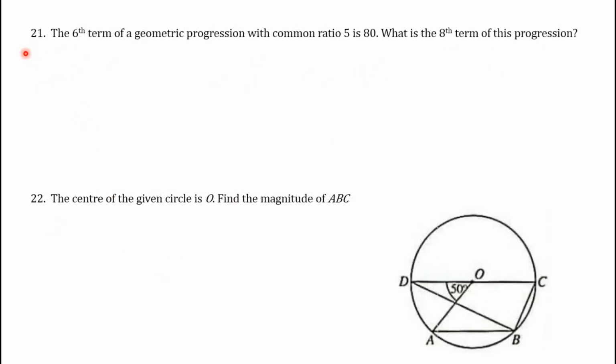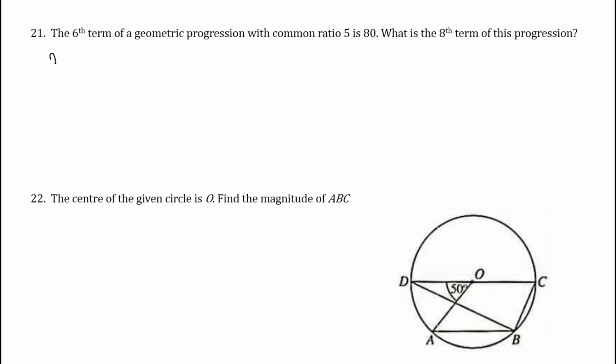Question number 21. The sixth term of a geometric progression with common ratio 5 is 80. What is the eighth term of this progression? So we know the sixth term. So instead of using the equation, we can find this in 2 steps. That is, sixth term multiplied by the common ratio will be equal to the seventh term, and seventh term multiplied by the common ratio will be equal to the eighth term. So instead of using the equation and finding the first term and then finding the eighth term, you can use this method. But I will write both the methods.